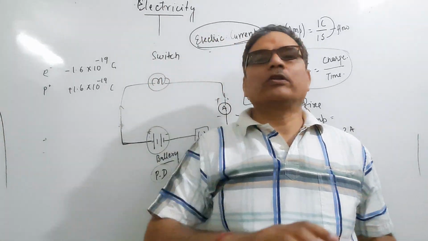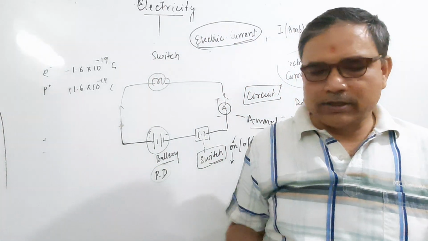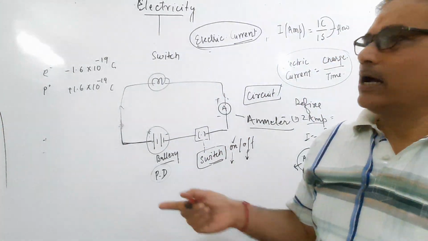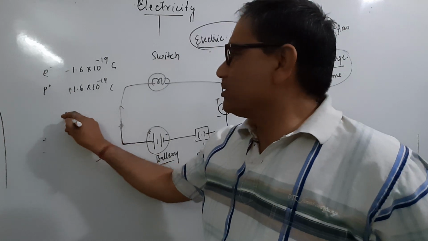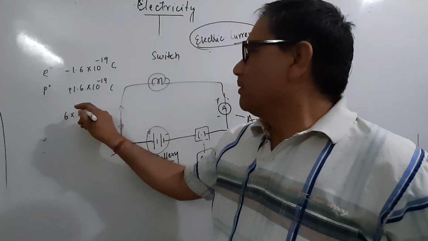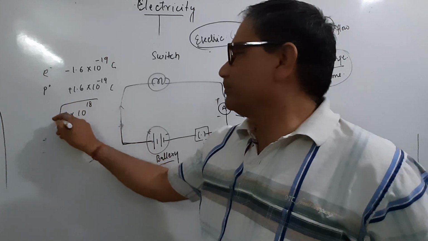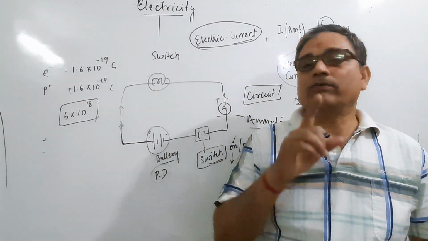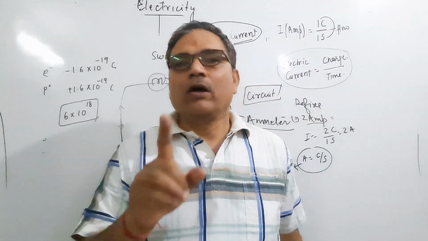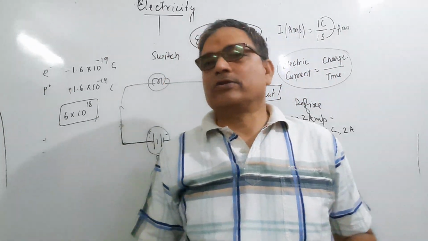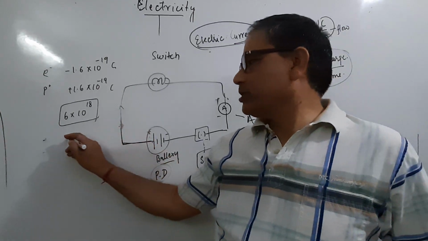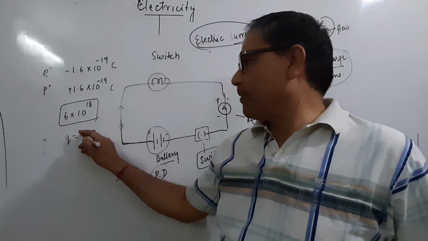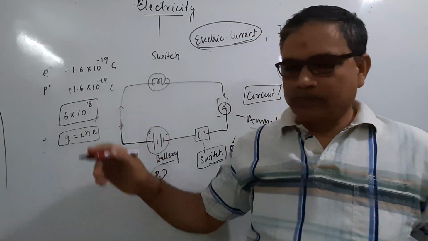Proton and electron both have the same magnitude of charge, but the number of electrons in 1 coulomb of charge will be 6 into 10 raised to power 18. This is represented by the formula Q is equal to Ne, and this will be plus or minus. Is it clear?